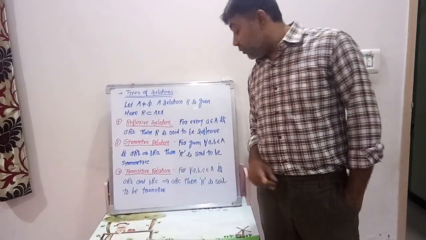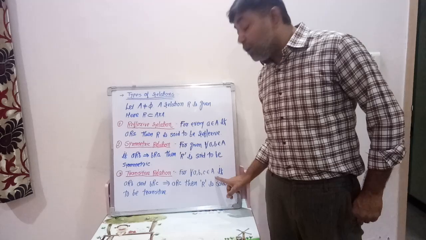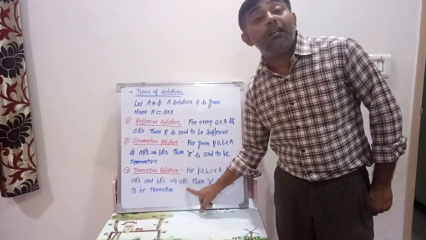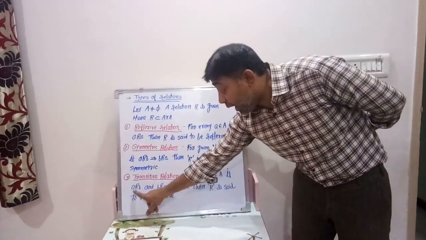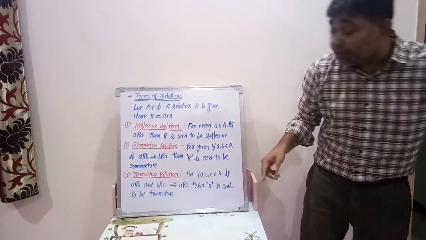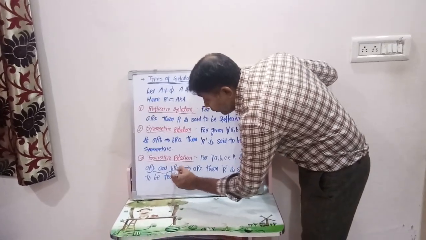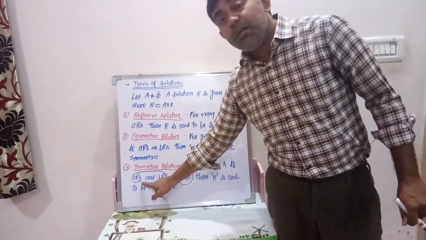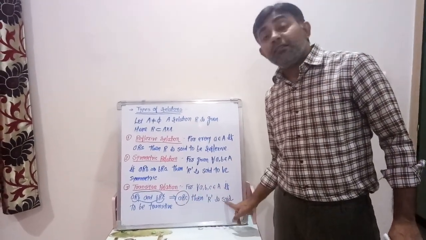The third type is the transitive relation. For every a, b, c belongs to A, here we need three elements, a, b and c. If a is related to b and b is related to c, it implies a is related to c. Again this relation is conditional. Both ordered pairs are related, and it implies a is directly related to c. After a is related to b, if b is related to c, then a must be related with c. That is our requirement. Then the relation is said to be transitive.